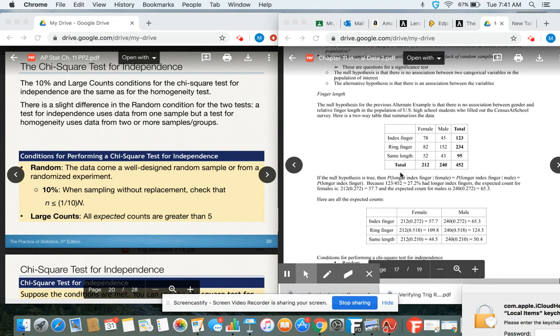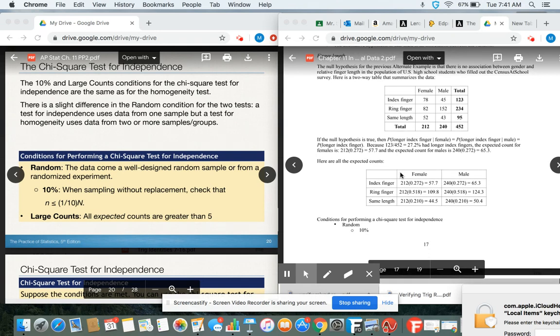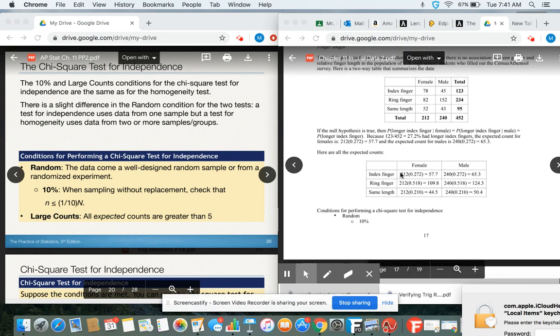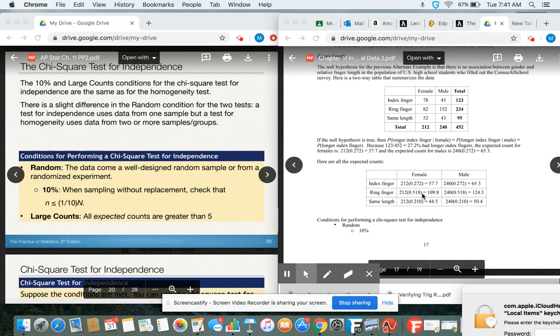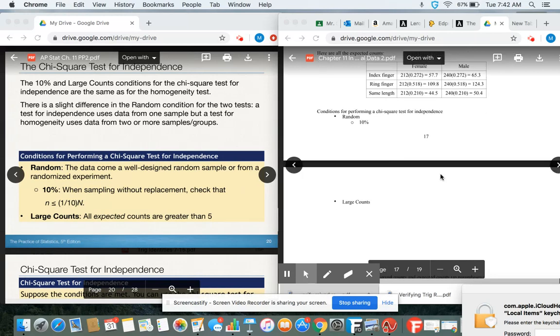So let's explore the same survey. Let's see the expected counts here, which can be found multiple ways. They could be found with the percentages that you found. They could be found by doing the row total times the column total divided by the table total. They could also be found by making the matrix in the calculator, which is the route that I would go. All right, we would check our conditions here.